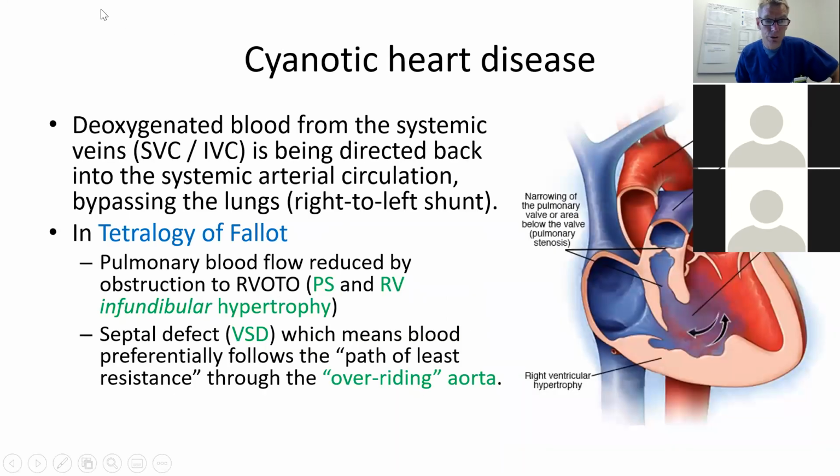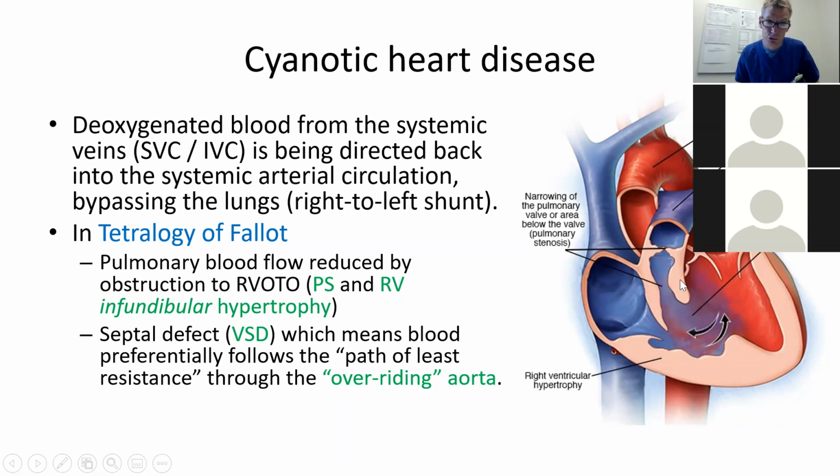So I just wanted to go through what a tetralogy of Fallot is. I think most of you know this, but this is a diagram of a tetralogy of Fallot. There's a ventricular septal defect, often quite a large one, and there's obstruction to the right ventricular outflow tract, at the level of the pulmonary artery, and also at the subvalvular level.